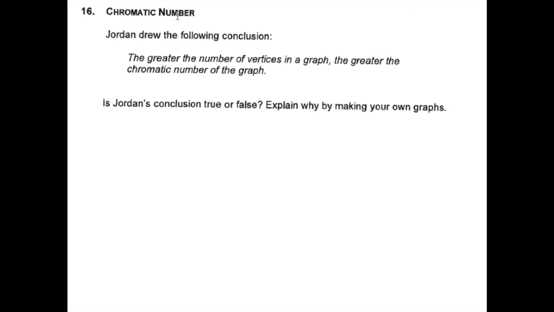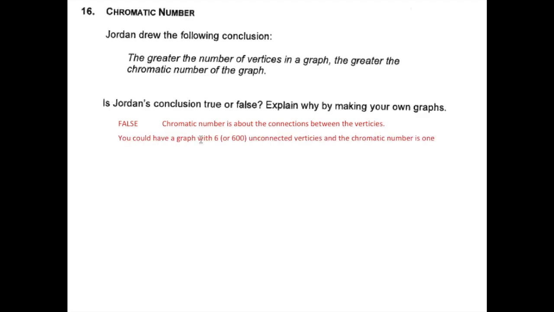Question 16, chromatic number. Jordan drew the following conclusion: the greater the number of vertices in a graph, the greater the chromatic number of the graph. Is Jordan's conclusion true or false? Well, it sounds reasonable until you actually think about it. I'm saying it's false. The chromatic number is about the connections between the vertices, not about the vertices.